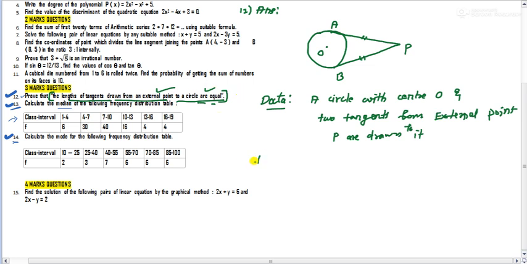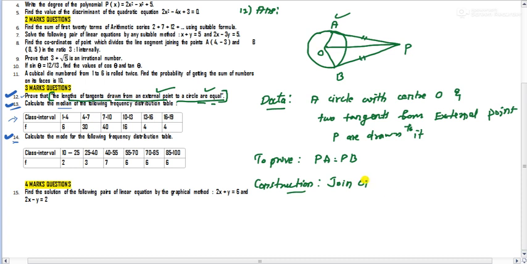Now the second step is to prove. What we have to prove? We have to prove that PA is equal to PB. These two tangents are equal. So the next step will be construction. What we are going to do is join OA, OB and OP. This is the construction, so you have to write it here: join OA, OB and OP. Correct? So this is the construction.